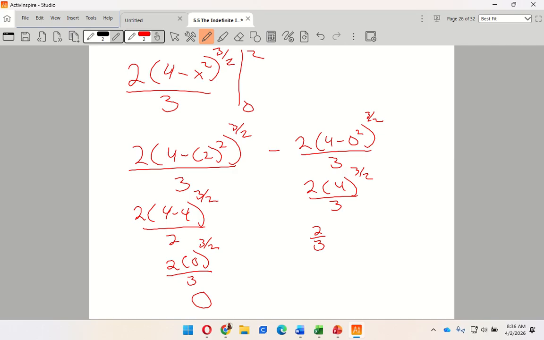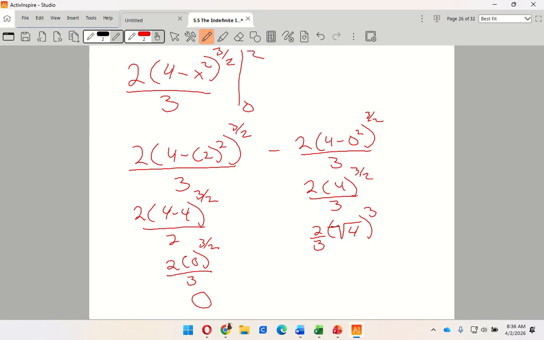So to show this, I have the square root of 4 raised to the third power. That's what that 3 over 2 means. If there's a fraction in the exponent, we look at the denominator first, because that's going to help me out.